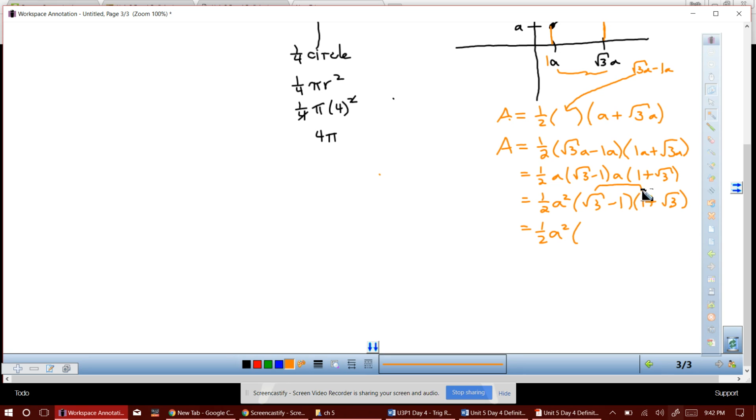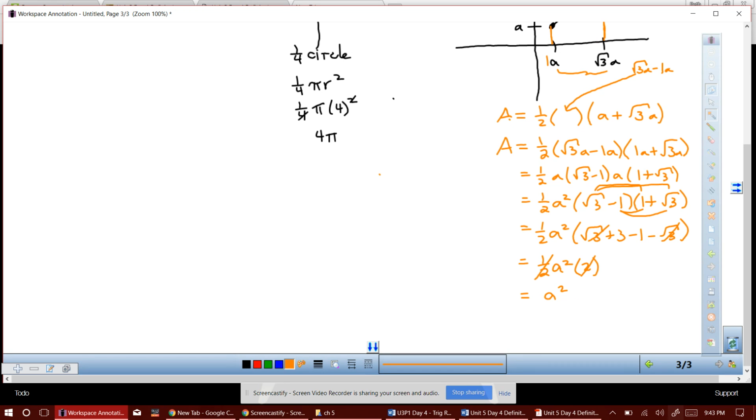We would do square root 3 times square root 3, which would be 3. Then I would do outsides, then insides, -1, and last, negative root 3. So those would cancel. I now have 1/2 a squared, and then 3 minus 1 is 2. So the 1/2 and the 2 cancel, and I'm just left with an area of a squared.